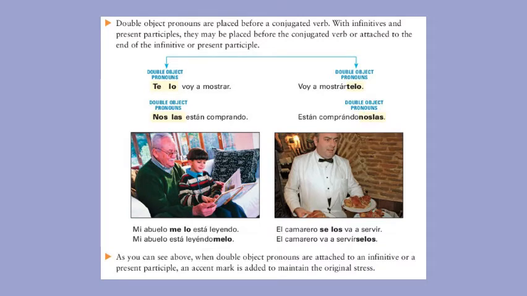As I said, double object pronouns are placed before a conjugated verb, which is always, right? Te lo voy a mostrar, o nos la están comprando. With infinitives and present participles, they can be placed before the conjugated verb or attached to the end of the infinitive or the present participle. Por ejemplo, voy a mostrártelo, or están comprándonoslas. I know it sounds weird and complicated to you, but this is the way that people speak.